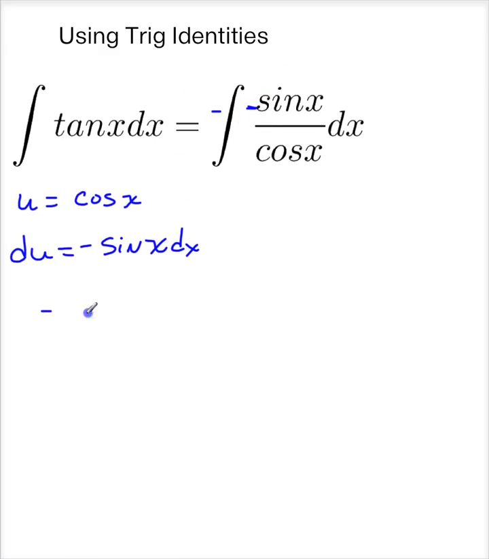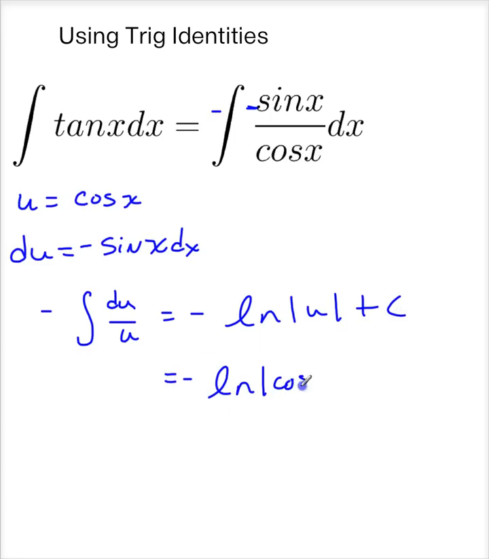So this becomes minus the integral of du over u. So this is minus the natural log of the absolute value of u plus c. So it's minus the log of the absolute value of cosine of x plus c.